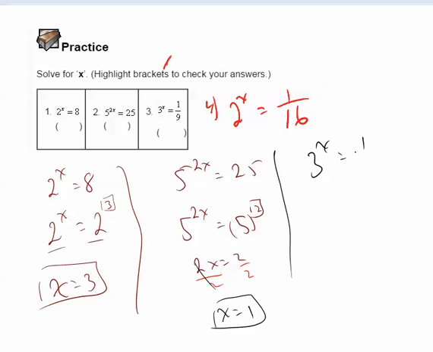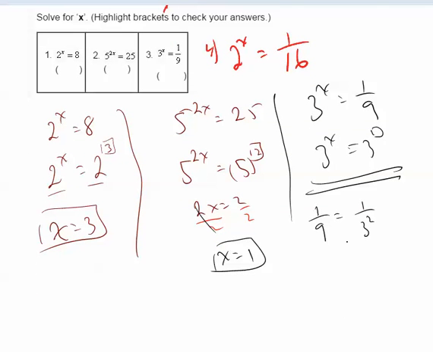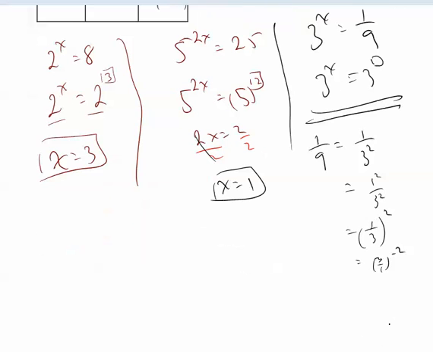3 to the x equals 1 over 9. I want to say 3 to the x equals 3 to the something. Oh, that gets a little tricky, so let me take a break here. I'm going to say 1 over 9 is the same thing as 1 over 3 squared. Are we okay with that? If that's the same thing as 1 over 3 squared, I can say that's the same thing as 1 squared over 3 squared, because 1's a special number, or 1 over 3 all squared, or 3 over 1 to the negative 2. That got a little tricky, right?